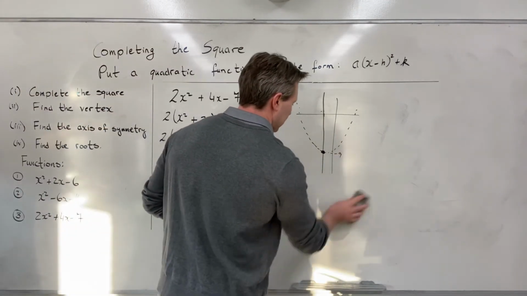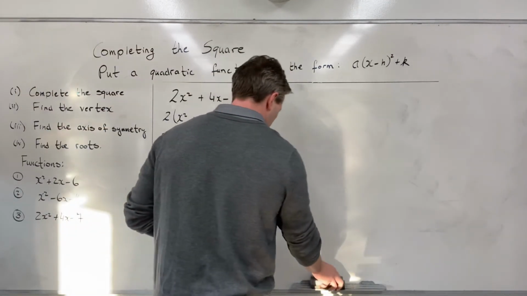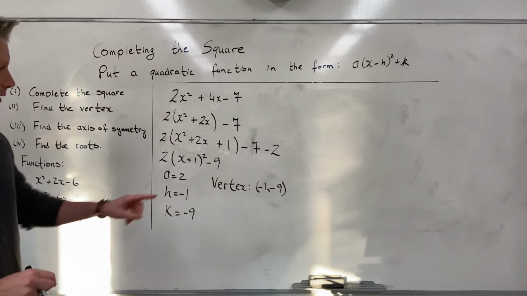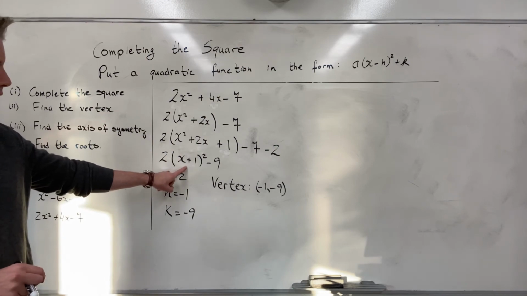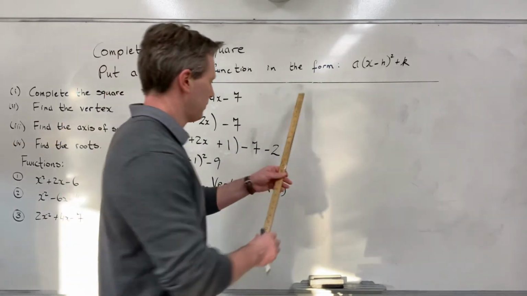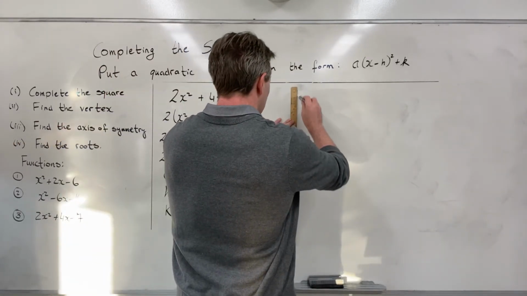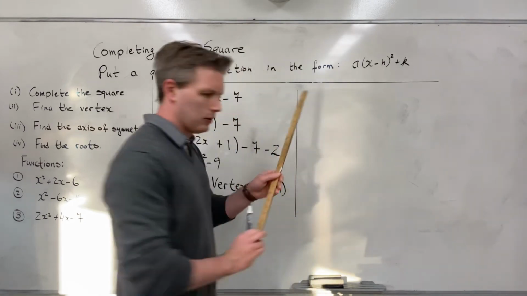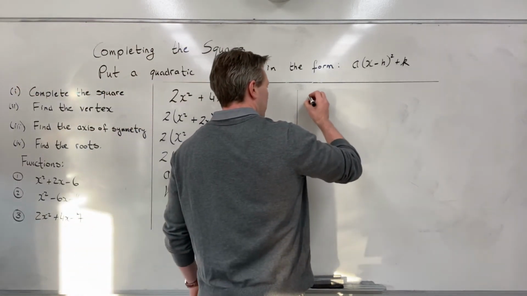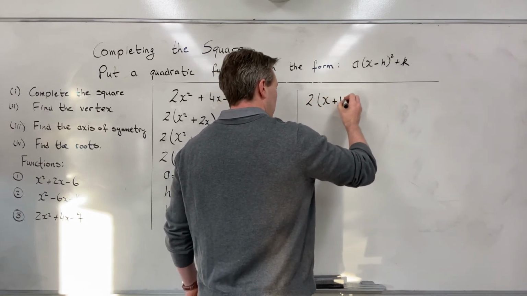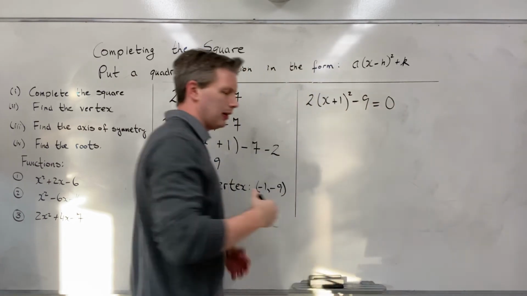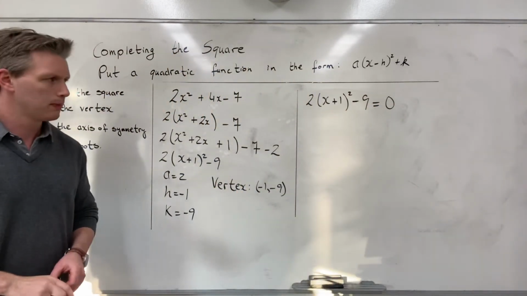Okay, finally, having found the vertex, having found the axis of symmetry, we just want to find the roots. In order to do that, we're going to take our function in this form and we're going to let it equal to 0. So I'm going to let my function, which is in completed square form, which is 2 on x plus 1 squared minus 9, equal to 0 in order to find the roots.